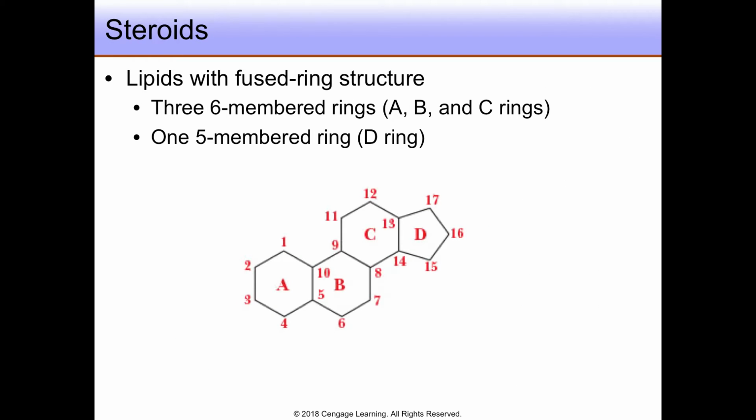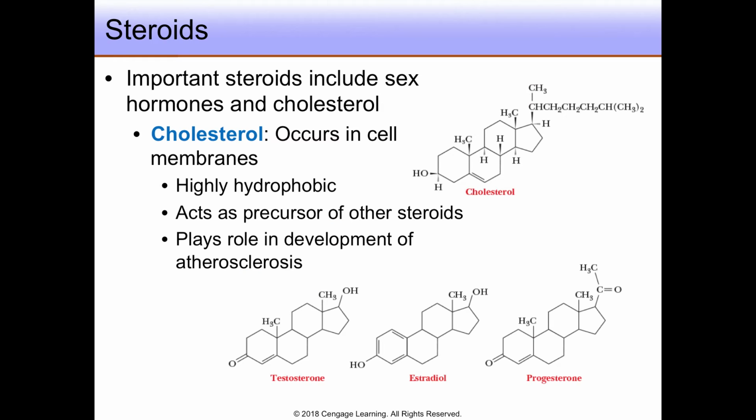Our final class of lipids contains a fused ring structure, shown below. Steroids typically contain 3 6-membered rings, marked as A, B, and C here, and 1 5-membered ring, marked as D below. This group of lipids includes cholesterol, perhaps the most familiar, but also includes hormones built on its structure.